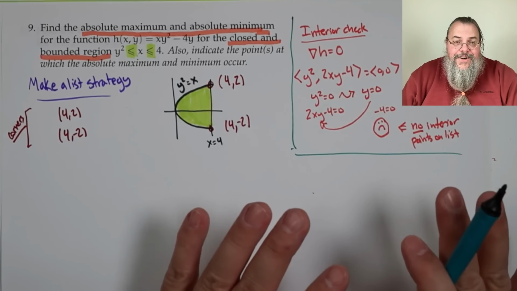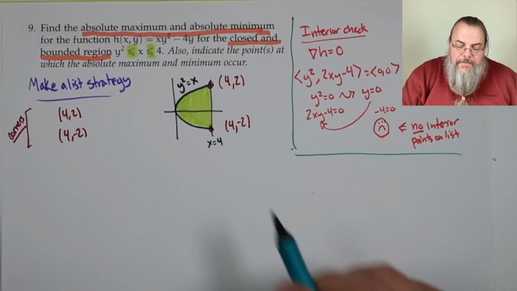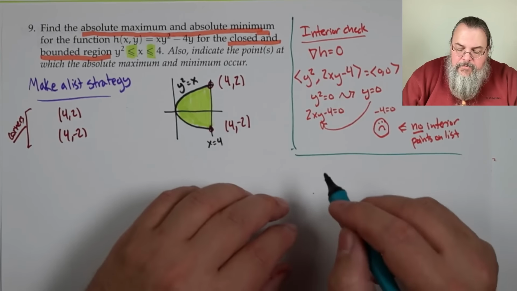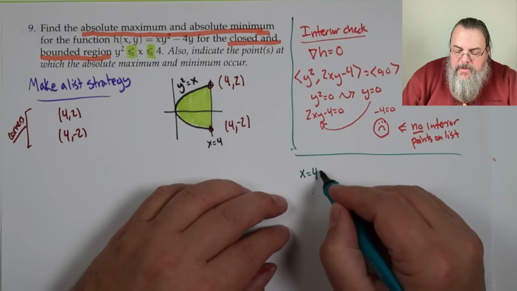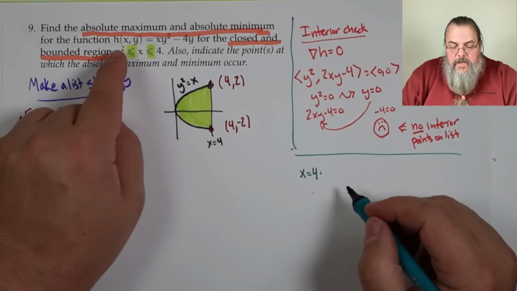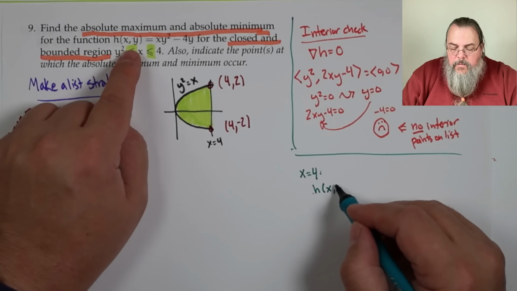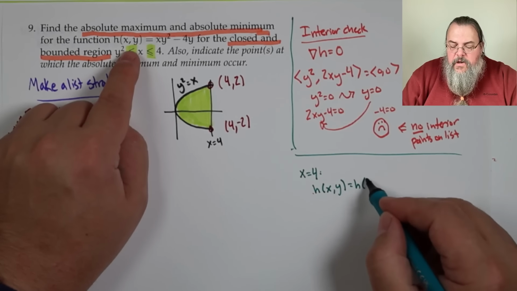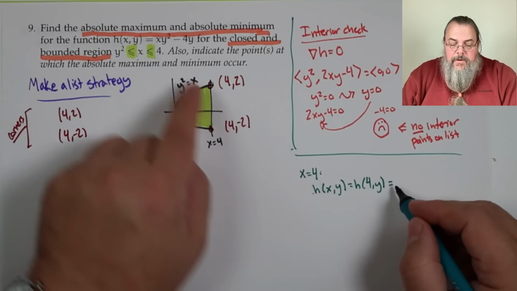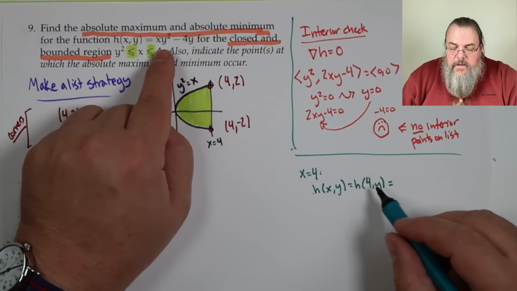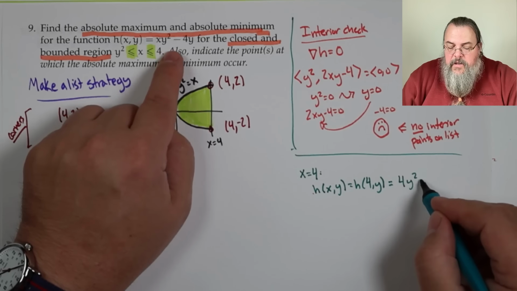Okay, so we've gotten our corners. We've checked the interior. That leaves our boundary curves. So we have two boundary curves. It doesn't matter which order we go in. Let's suppose we start with x equals 4. All right. So then our curve will become h of x comma y. Well, h of x comma y equals h of 4 comma y, right? I'm using x equals 4. So everywhere where we see the x, we put a 4. So that becomes 4y squared minus 4y.